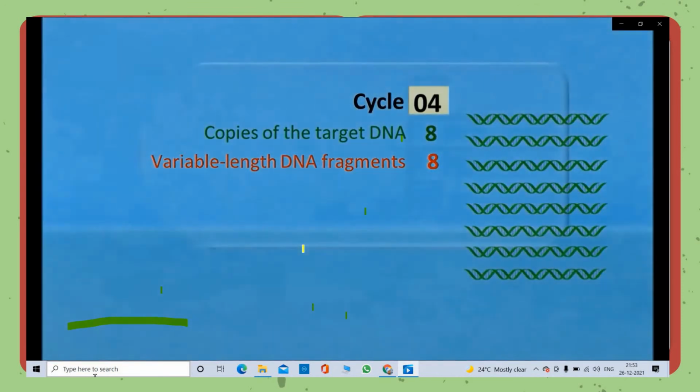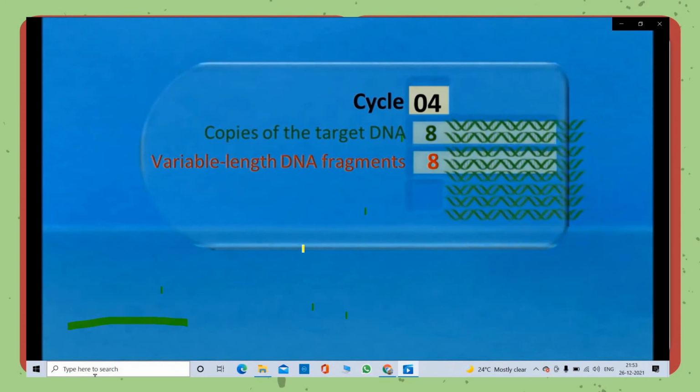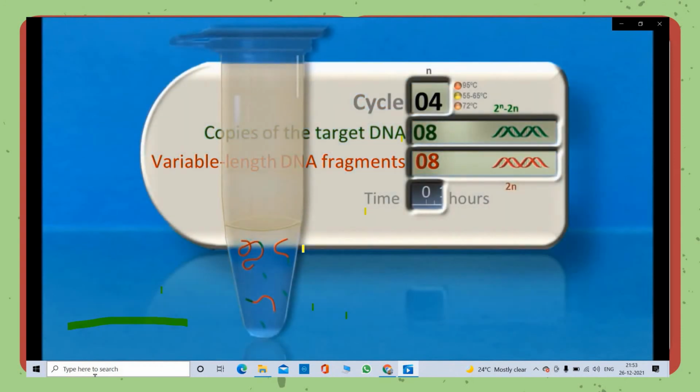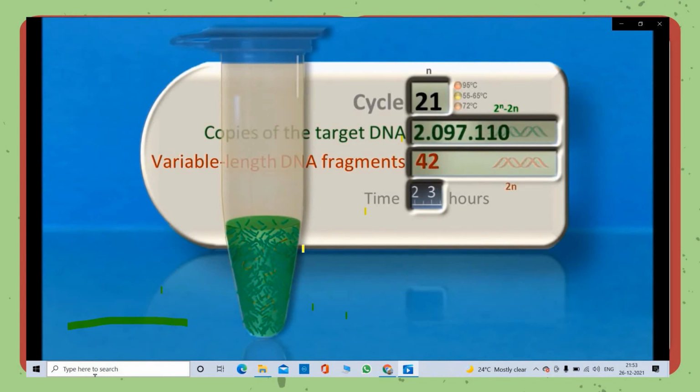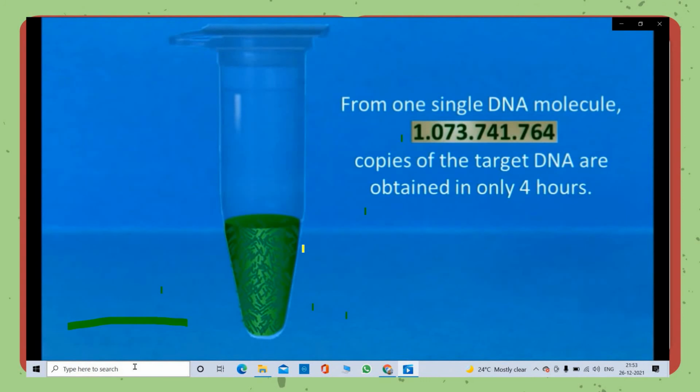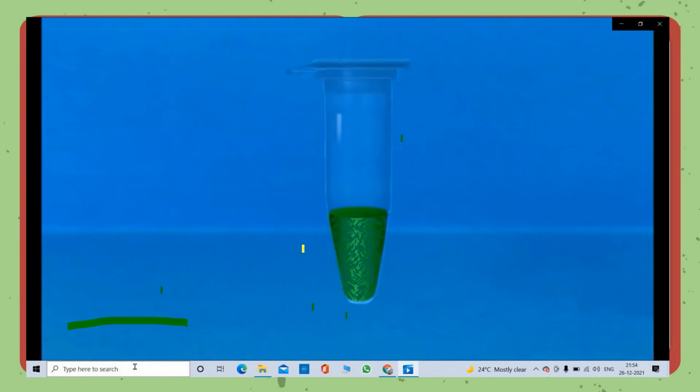These steps are repeated again and again to generate multiple copies of the desired DNA. This process is also called DNA amplification. See here the cycle speed, how many copies are produced. Within 4 hours, we can produce millions of DNA copies.